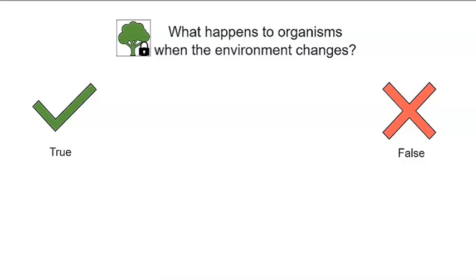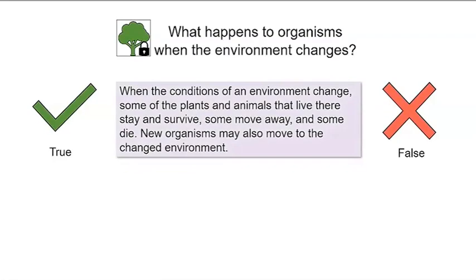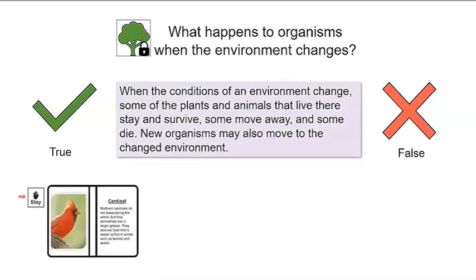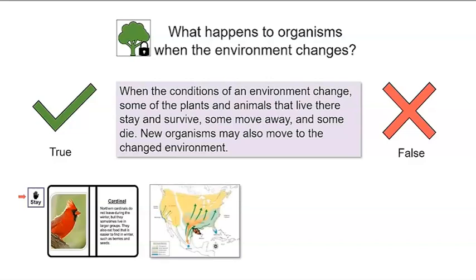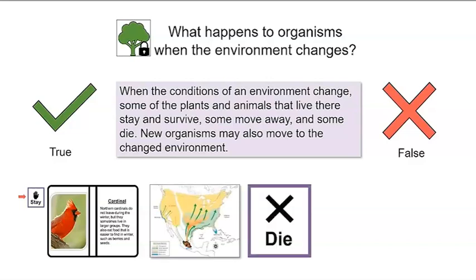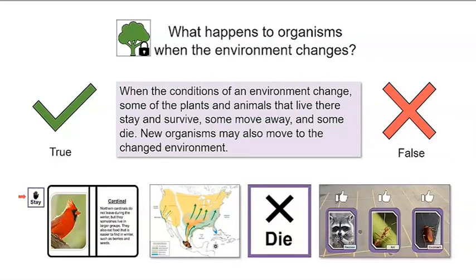Now, this final question is a little different. I'll read a statement, and you tell me whether the statement is true or false. Ready? When the conditions of an environment change, some of the plants and animals that live there stay and survive. Some move away, and some die. New organisms may also move into the changed environment. So, what do you say? True or false? Well, looking at our evidence, we can say that this statement is true.